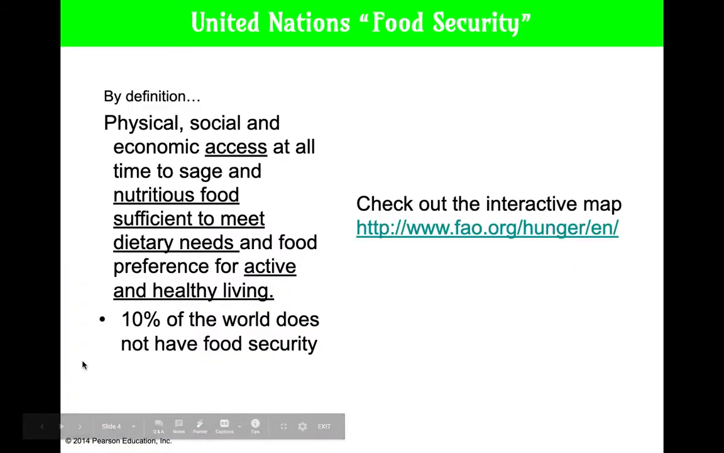The United Nations defines food security as the access to nutritional food that meets the sufficient dietary needs for active and healthy living. About 10% of the world does not meet food security standards or minimal requirements.